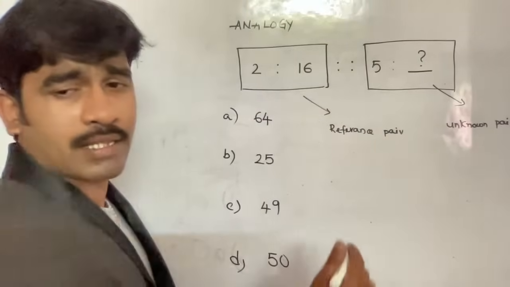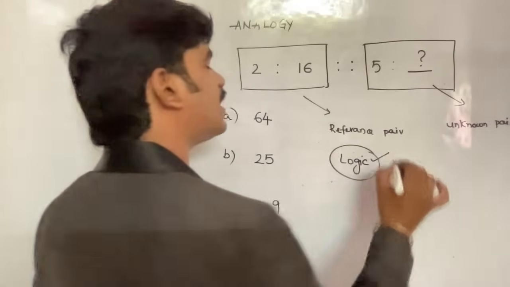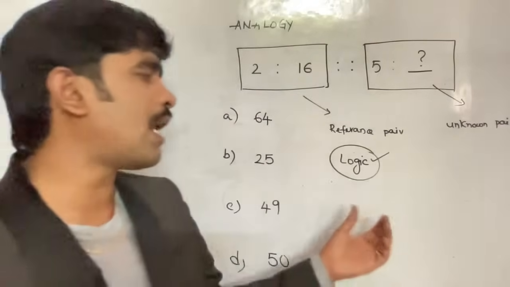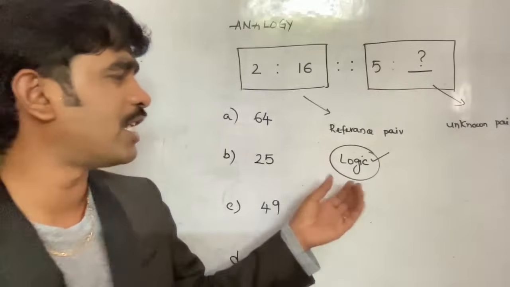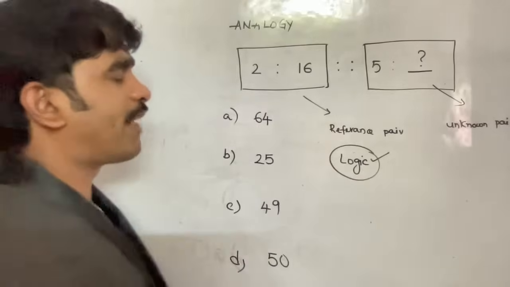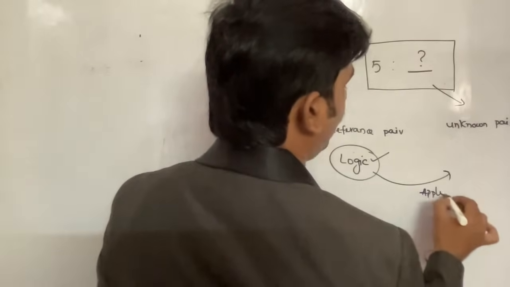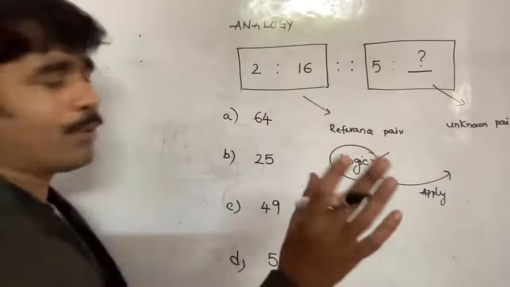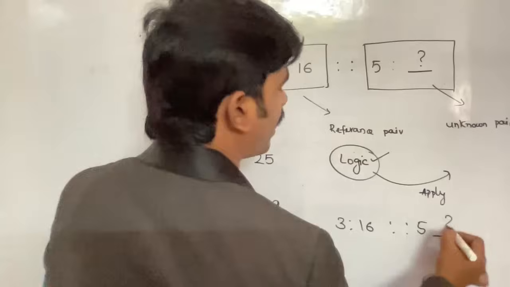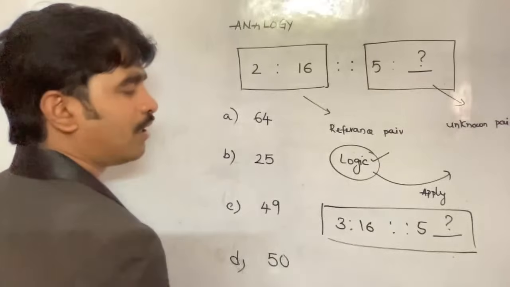pair and understand what logic is available in the reference pair. If you can understand the logic, you can easily solve the questions. The same logic, for example, I got to know that the logic is so and so, we have to apply to get the unknown quantity. For example, suppose the question is like this: 3, 16, then 5 is what. Suppose no options were given, just the question was like this. Then how are we going to solve it?